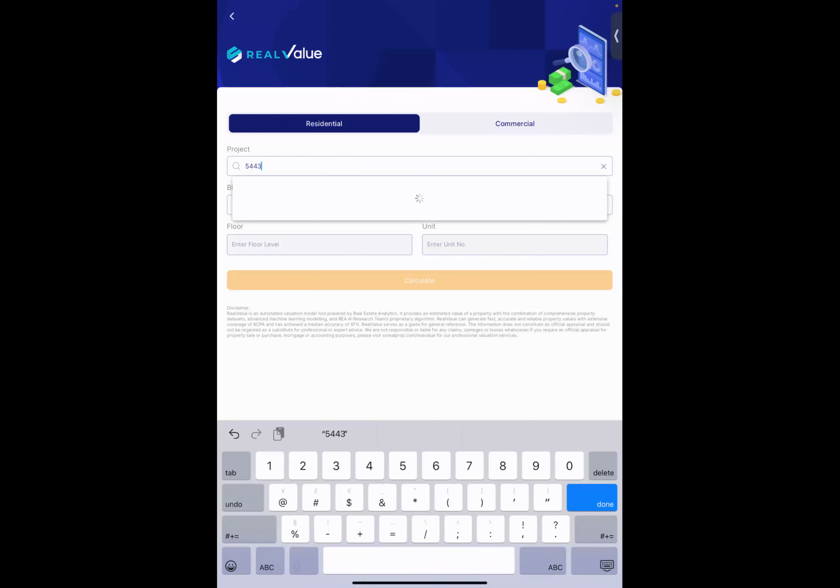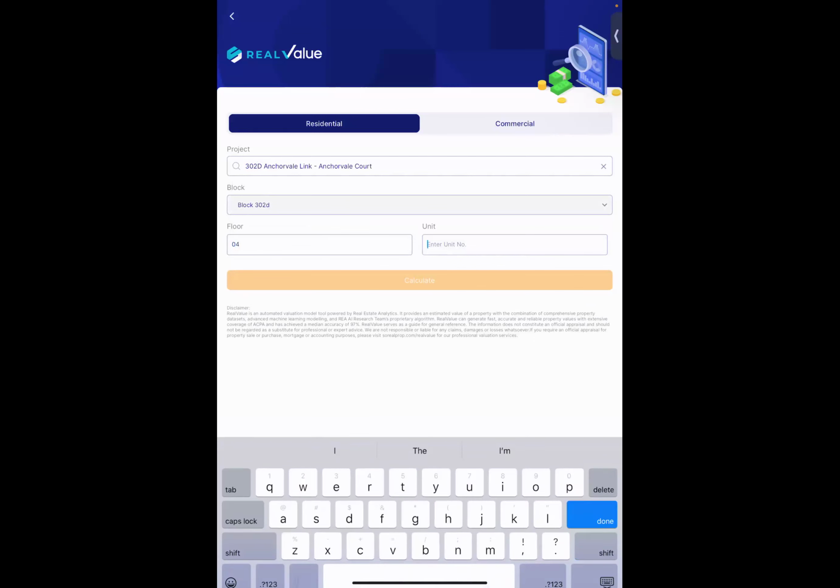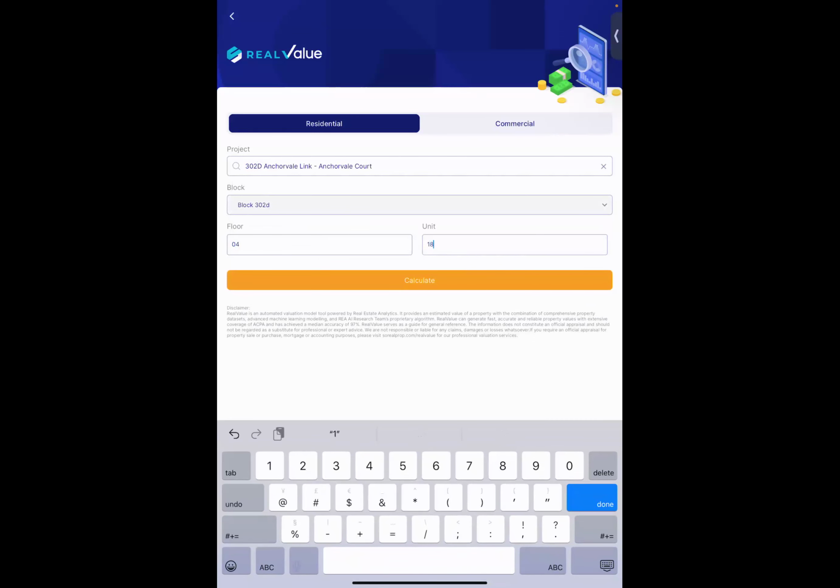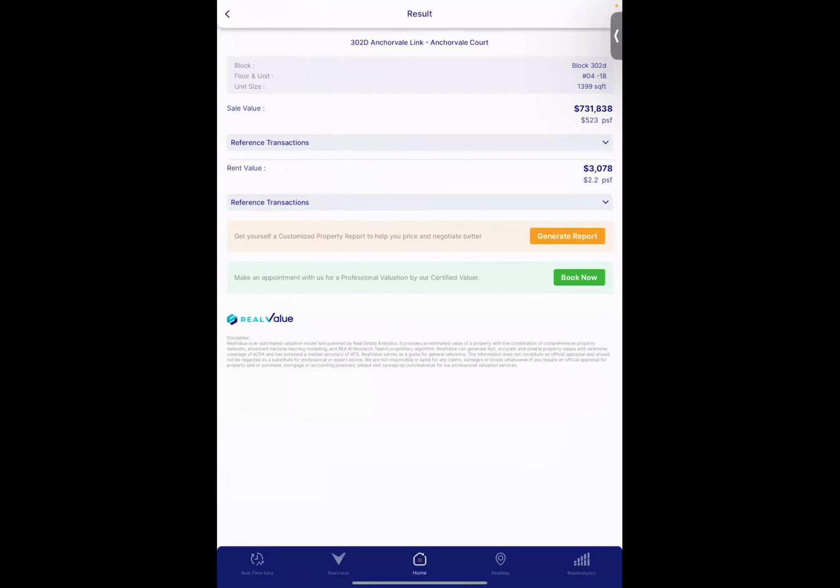Same thing, you type in the address, and it gives you the figure. It is not just recent transactions added together and divided. No, there are adjustments being made. So you can share with your client that if they say, oh, the recent transactions are all low floor, my one is high floor, I need to sell higher, no, it's already adjusted for.